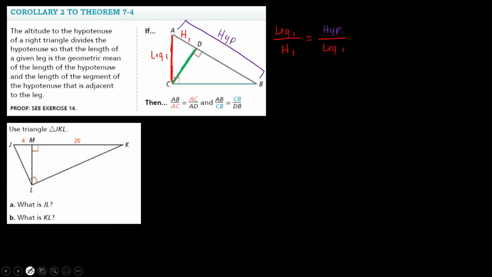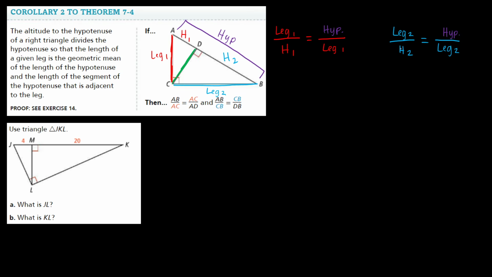We can also apply the same to the other leg in this triangle. So CB is my second leg. Let's just call it leg 2. I'll label in a different color. So leg 2 is the geometric mean of the whole hypotenuse and the portion of the hypotenuse that is next to it or adjacent to it. So that would look like this. Leg 2 is the geometric mean of the whole hypotenuse and the portion of the hypotenuse that is closest to it.